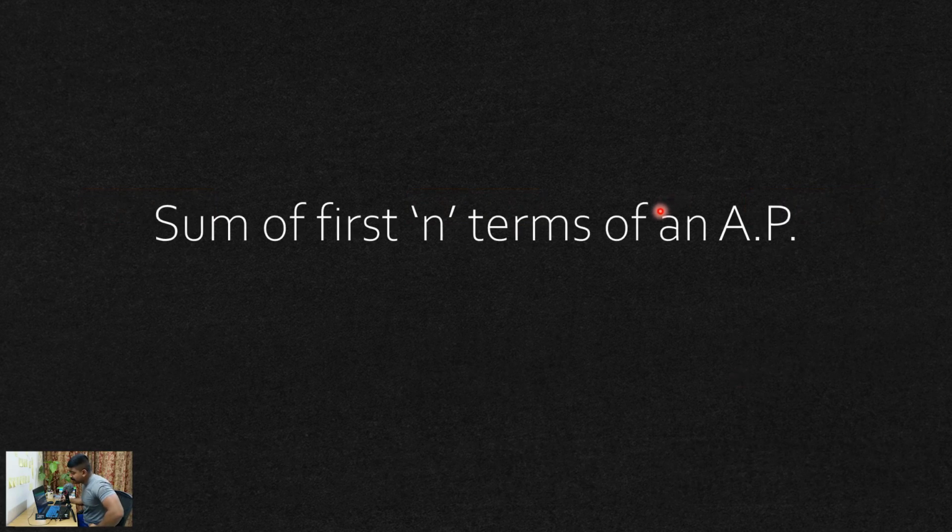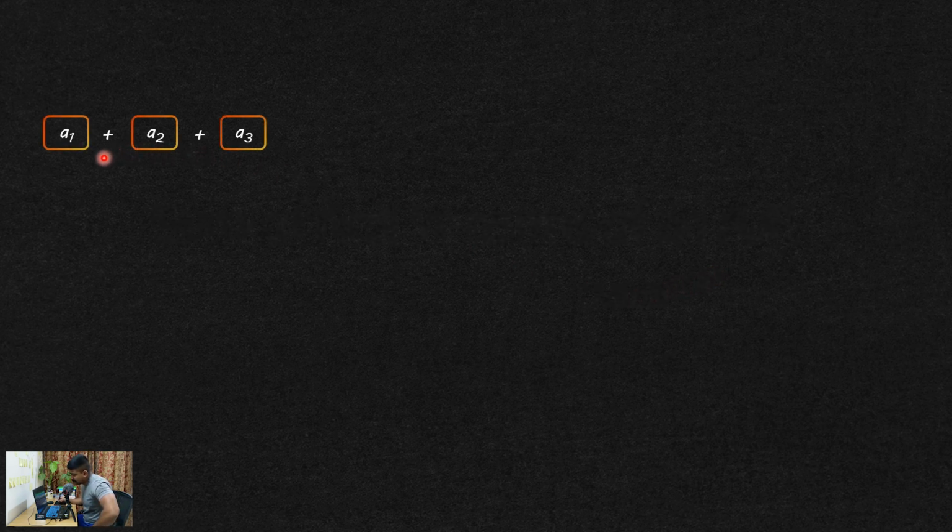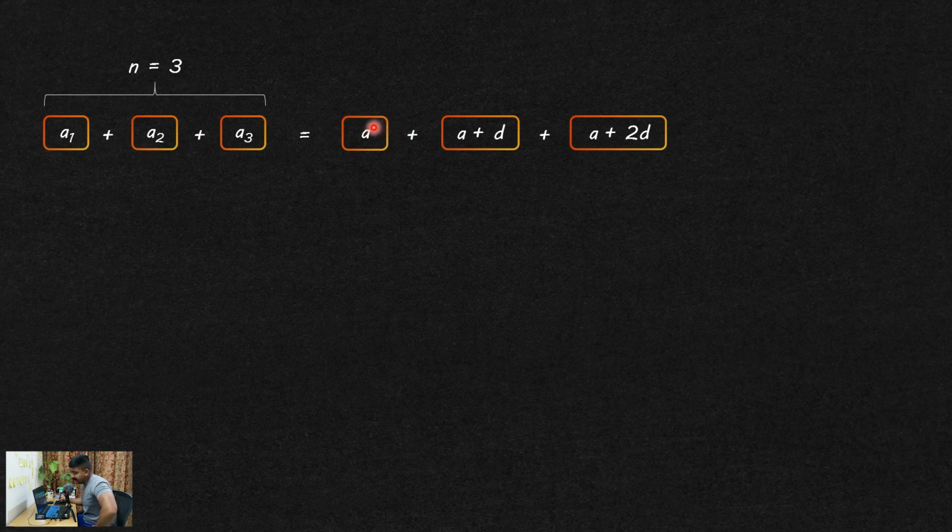Now we'll talk about the sum of the first n terms of an AP. Here we have the sum of the first 3 terms of an AP, A1 plus A2 plus A3. The total number of terms is 3. We can also write A1, A2, A3 like this. So if A1 is equal to A, and this AP has a common difference D, then A2 becomes A plus D, A3 becomes A plus 2D. Now on adding these, we'll have 3A plus 3D.